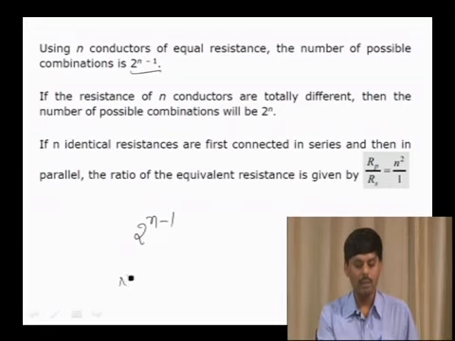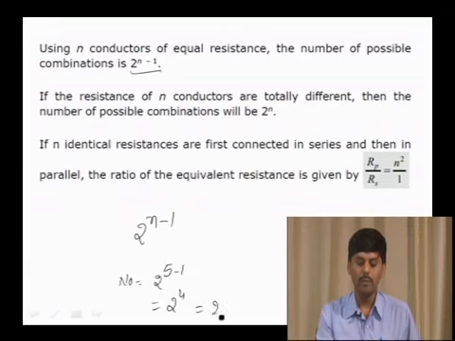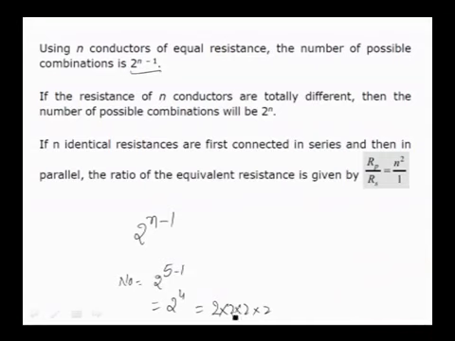So the number of combinations is equal to 2 power 5 minus 1, which is equal to 2 power 4, that is 2 into 2 into 2 into 2: 2 2s are 4, 4 2s are 8, 8 2s are 16. 16 combinations we can obtain. In this way we obtain. The second one: if the n resistors or conductors are totally different, not identical, then the formula is equal to 2 power n.